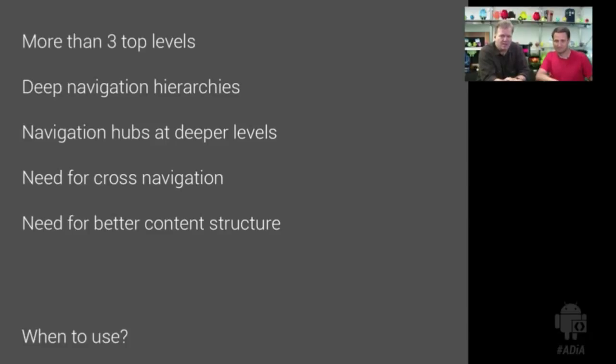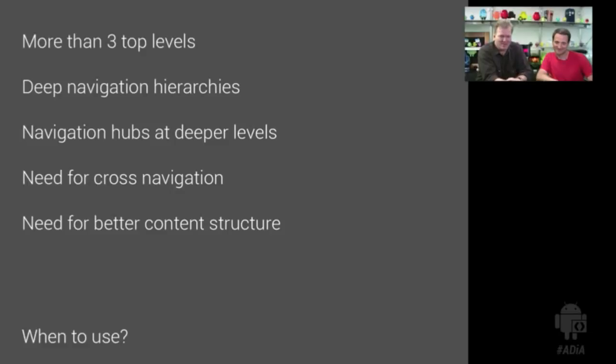Also, if your navigation hubs are at deeper levels, the navigation drawer is a good choice. So, for example, if one of your facets has navigation hubs at different levels, it makes sense to include them in the navigation drawer in order to jump quickly into those deeper levels. If you have a need for cross navigation, meaning that you want to quickly jump from one facet, maybe at a deeper level, to another facet that also has a deeper level, the Navigation Drawer allows you to do that by including those deeper navigation targets inside of the drawer.